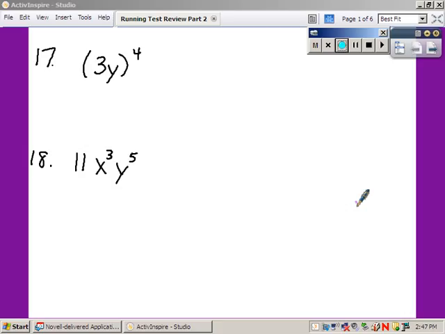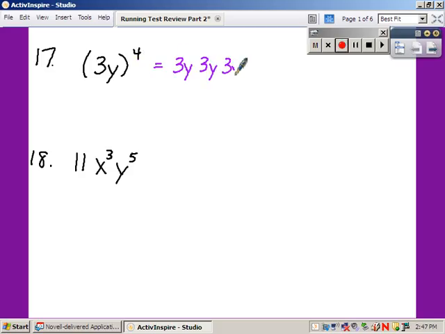Okay, this time we have directions that say expand our exponent. So this one says that we're going to raise the 3 and the y both together to the 4th power. So that means I'm going to need to write them all out. So that means I'll have 3y, 3y, 3y, and 3y, 4 times. Because everything gets raised to that 4th.